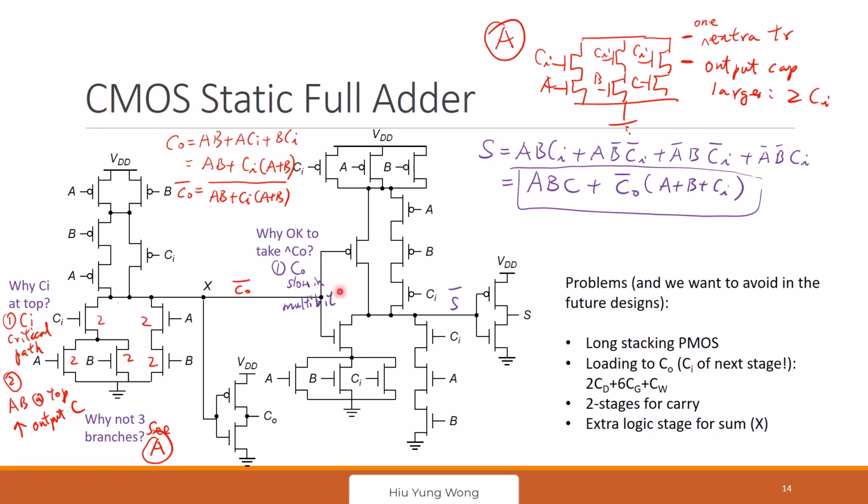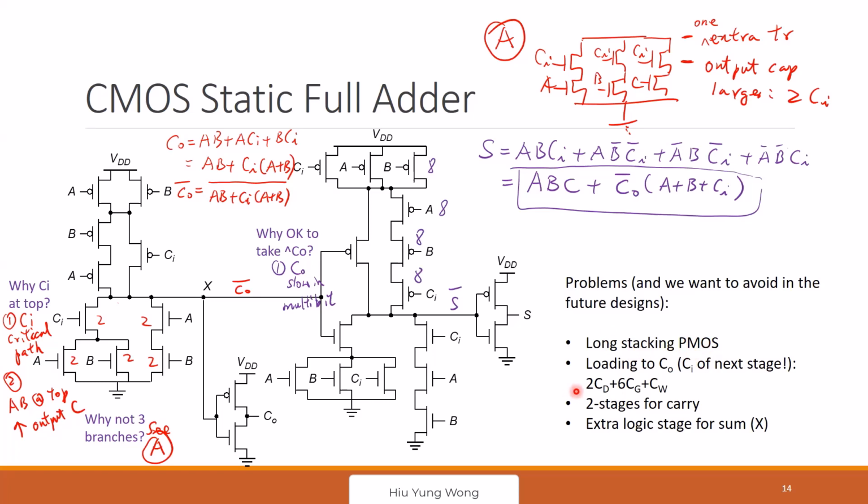But there are a few problems with this full adder. I have 3, well, not here actually, long stacking PMOS. Do you see this? 4, that is very bad. How do I size it? 8, 8, 8, 8. So my drain capacitance is going to be very large and the area is very large. This is bad. We don't want that.